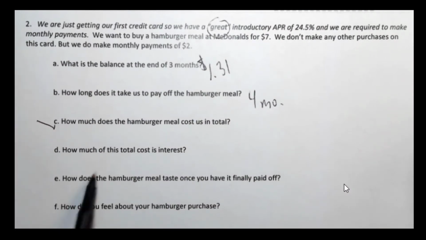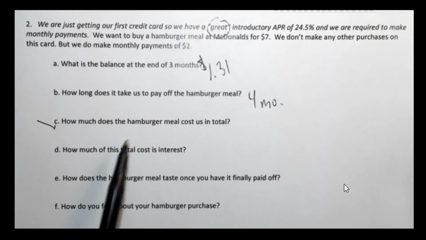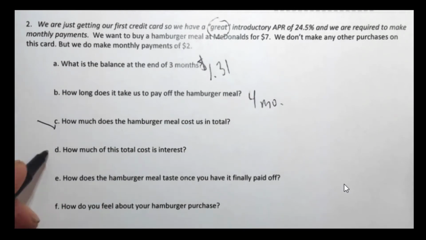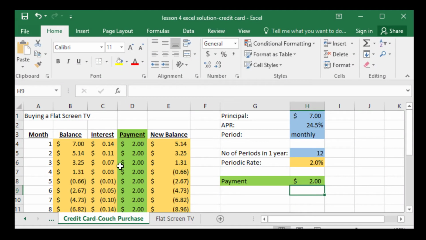How much does the hamburger meal cost us in total? And how much of this total cost is interest? I think we can handle those two at once. Switch back to Excel. Our total cost is going to be, well, we can do it 2 ways. Let's do it this way. I made payments of $2 for 4 months, and it was paid off with 66 cents extra.